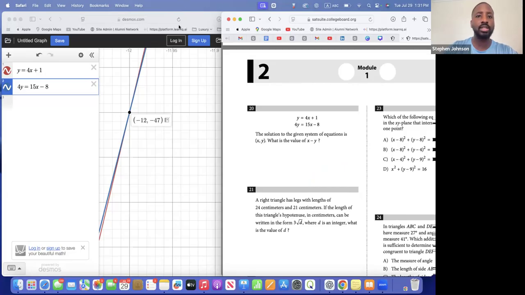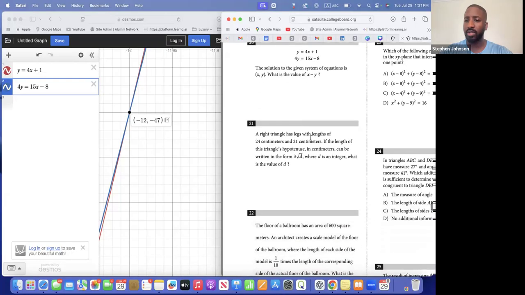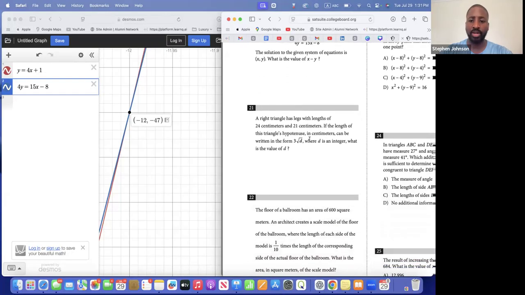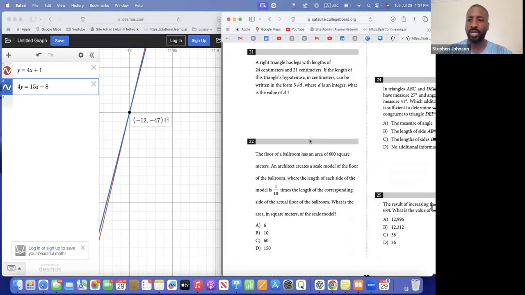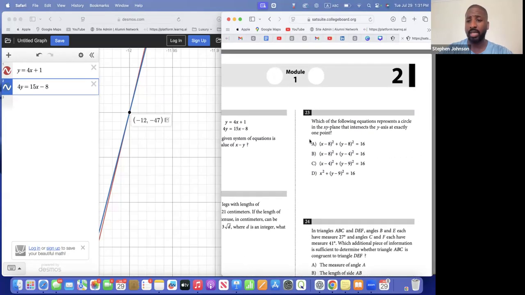Which is great. Okay, so let's keep it moving. That's question number 20. Question 21 looks again like a plug-in picture question. We're not doing that. For 22, there are no equations there, so we're not doing that. For 23, all the answer choices are equations, so let's take a look at it.